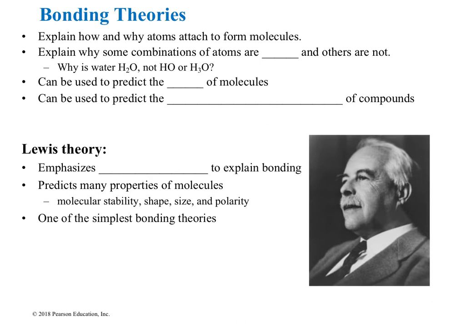Chapter 5 is all about chemical bonds, specifically covalent bonds. These are theories that help us to explain how and why atoms attach to form molecules, and why some combinations are stable while others are not. So why can we have H2O but not HO or H3O as stable molecules? It helps us predict the shapes of the molecules and the chemical and physical properties.